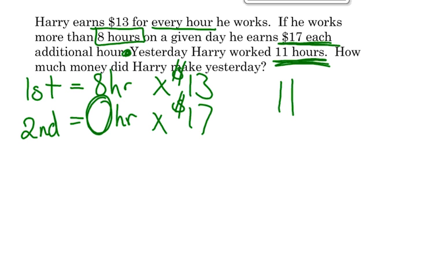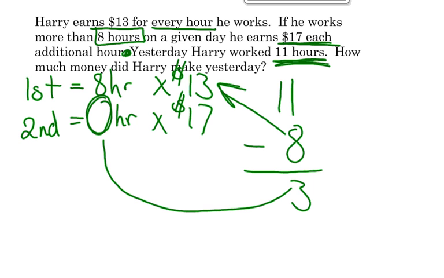So we need to take this 11 hours and subtract it from those first 8, because those first 8 are going to go at this rate. 11 minus 8 is going to give us an answer of 3. And this 3 is going to fit right here and go at our second rate. The first rate is 8 hours times $13, while our second rate is 3 hours. We figured out that there's 3 more hours, and he's going to earn $17 in that amount of time.